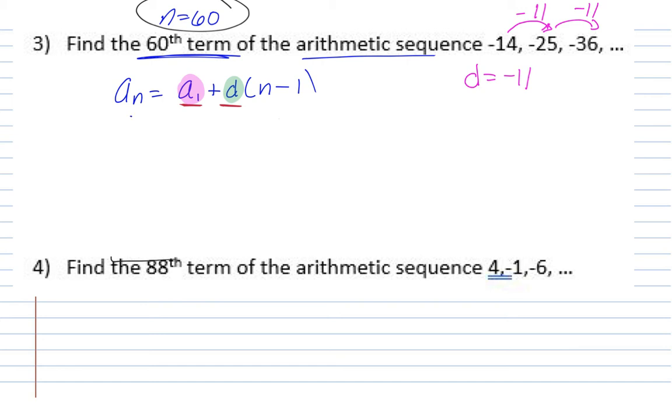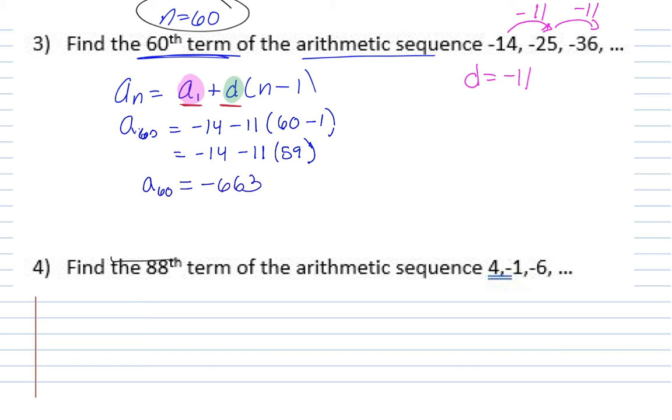And we're going to simplify. So A sub 60, I'm trying to find my 60th number. I know that my A1 is -14, my D is -11, and that n is 60, minus 1 from the formula. All you're going to do is simplify: -14 minus 11 times 59. Put that in the calculator, and you get your answer. Your final answer, A sub 60, should be -663. That's your answer.